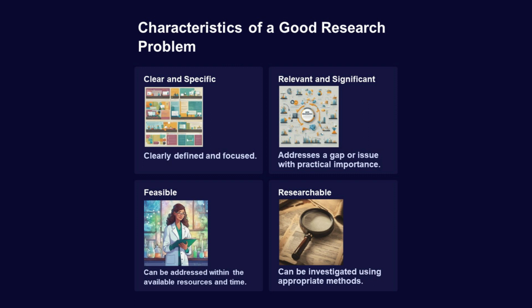Remember, these characteristics work together like the gears in a well-oiled machine. A clear and specific problem sets the direction, relevance and significance provide purpose, feasibility ensures practicality, and researchability gives you the means to achieve your research goals. In the world of research, a well-crafted problem is your compass, guiding you through the complexities of discovery. A good research problem is like a roadmap for your study; it guides you toward meaningful results.